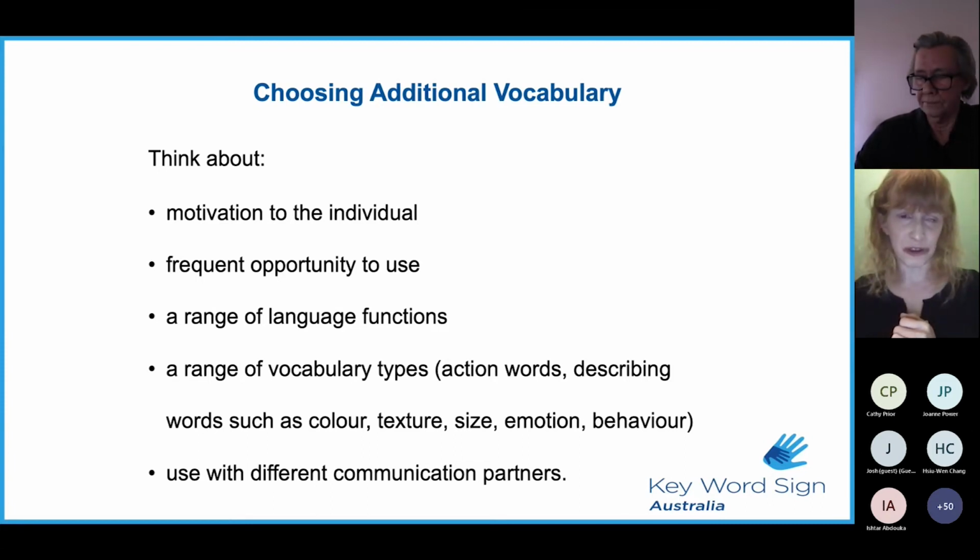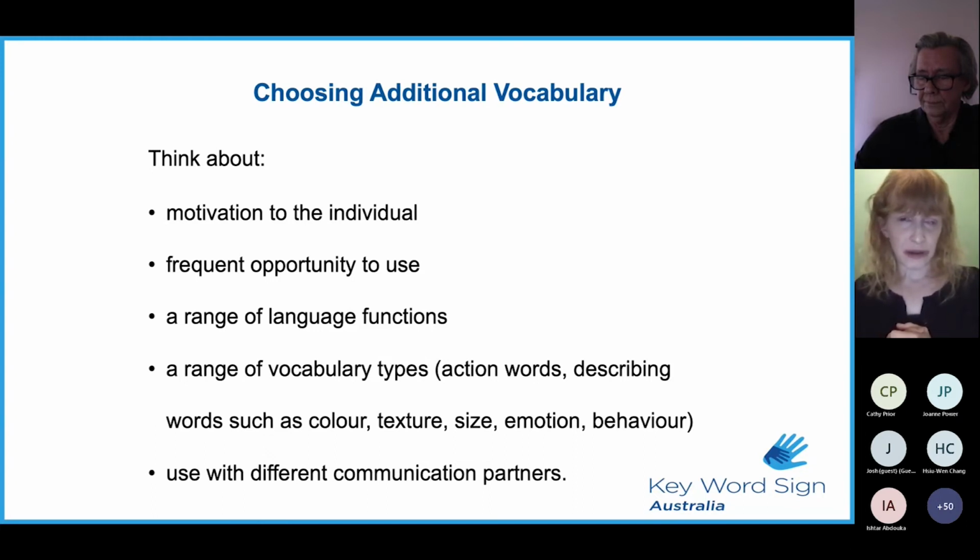But then there are also other principles that we think about, and anybody who's done a keyword sign workshop, or if you're here because you're a keyword sign presenter, you'll be very familiar with these principles. We always think about, first and foremost, things that are motivating to the individual, because that's the crux of communication, is having a reason to communicate. So communicating about something that's motivating is going to be a really important thing to think about.